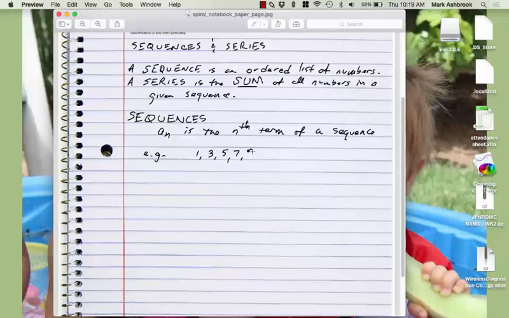Okay, so here's the sequence. What's the next value of the sequence? Don't they have to be in brackets? 13. No, you can put it in brackets if you want, but it's just a list. It's an ordered list. If it's not in brackets, it doesn't make it not a sequence.